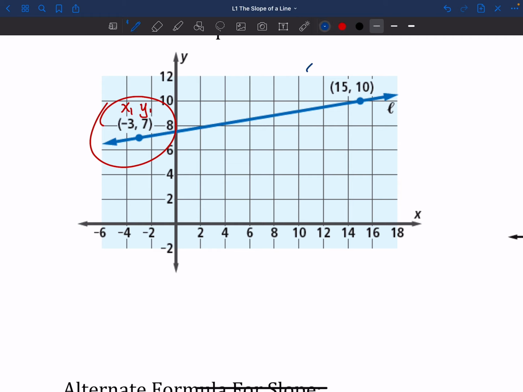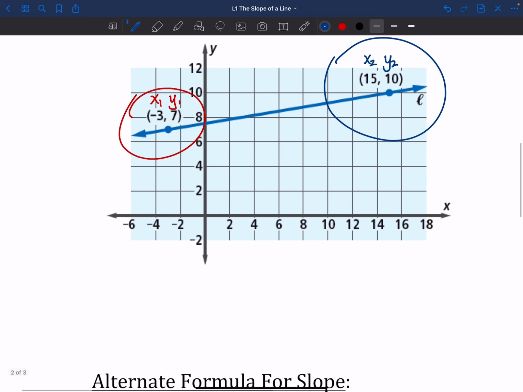The one that's further to the right on your graph, I would call x2, y2. What that's going to do is make your fractions a little bit nicer to work with as we go. If you wanted to switch them around just to see what would happen, you should end up with the same answer. If you want to give it a shot, that's no problem. But all I'm going to do is use our slope formula again.